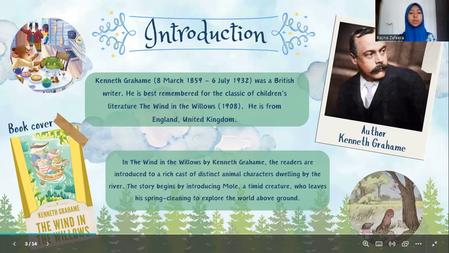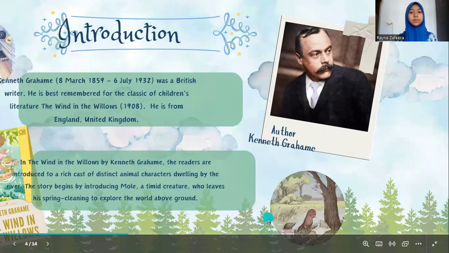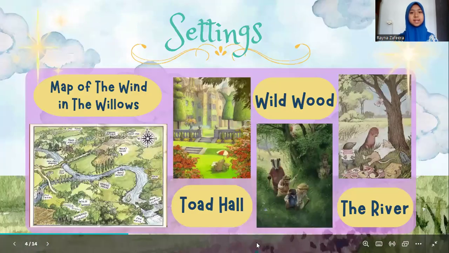In The Wind in the Willows by Kenneth Graham, the readers are introduced to a rich cast of distinct animal characters dwelling by the river. The story begins by introducing Mole, a timid creature who leaves his spring cleaning to explore the world above ground. Let's move on to the next topic, which is the settings.